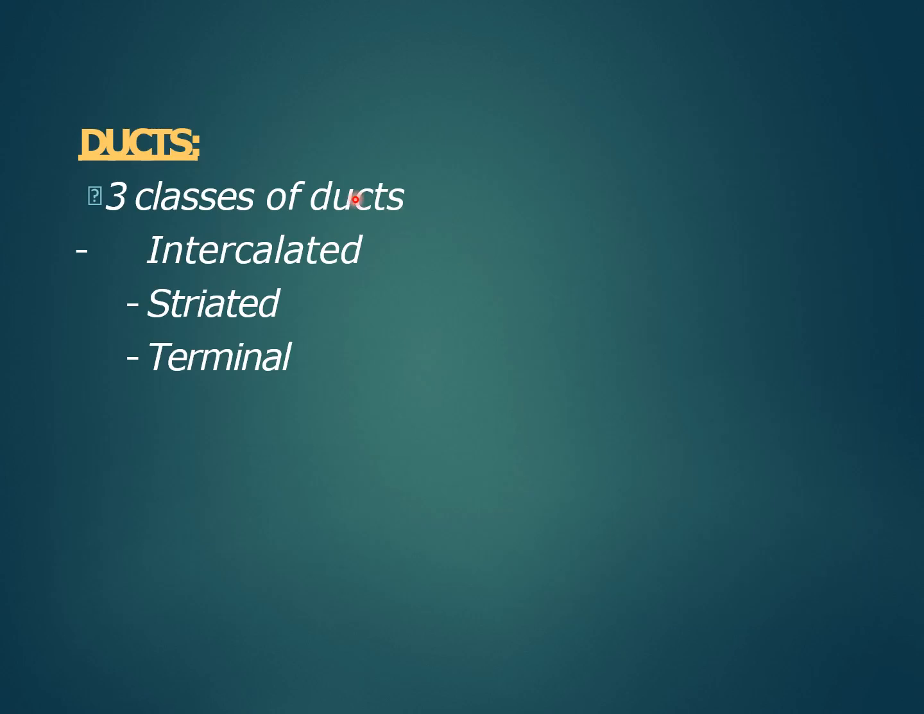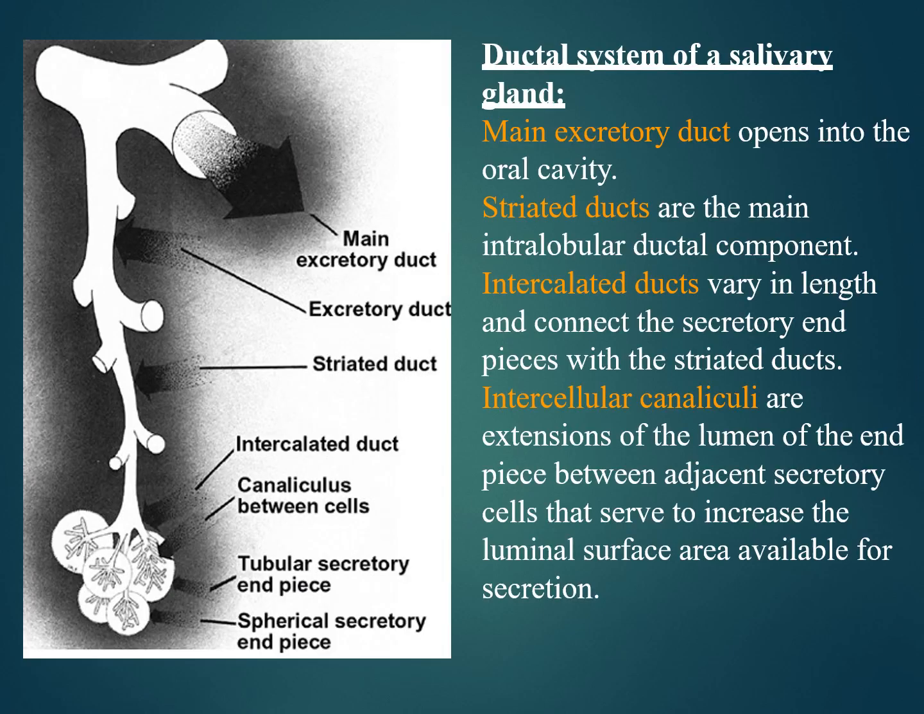Coming to the duct system of the salivary gland. Three classes of duct are seen in each gland: intercalated duct, striated duct, and terminal ducts. This is the duct system. Here you can see a spherical secretory endpiece. This is the tubular secretory endpiece. This is the canaliculi in between cells.